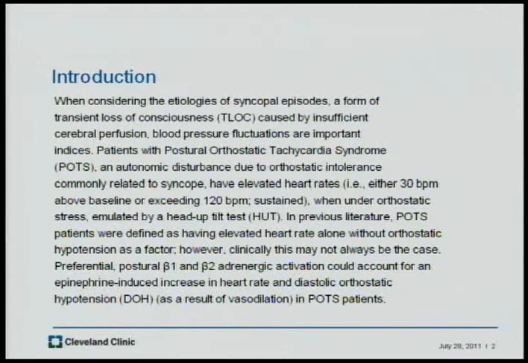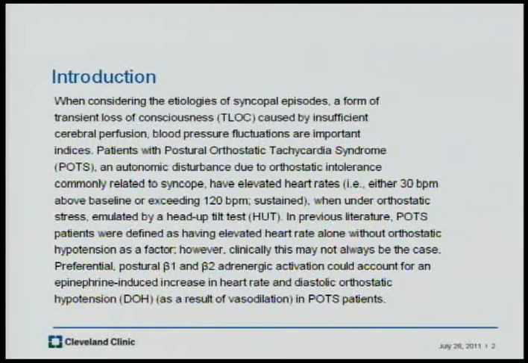This increase in heart rate occurs when under orthostatic stress emulated by a head-up tilt test, abbreviated HUT. In other words, orthostatic stress, or the postural tension of being erect, is considered the causality for elevated heart rate. A head-up tilt test is commonly used to diagnose syncope patients. The test utilizes a table that tilts to different degrees while capturing both heart rate and blood pressure readings.